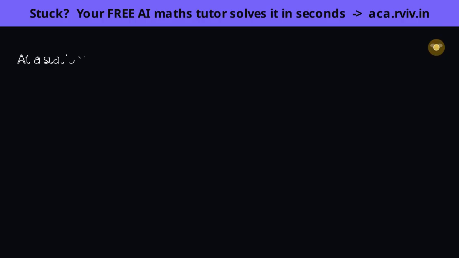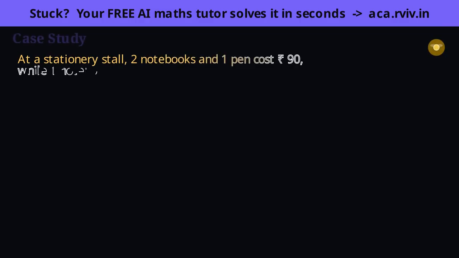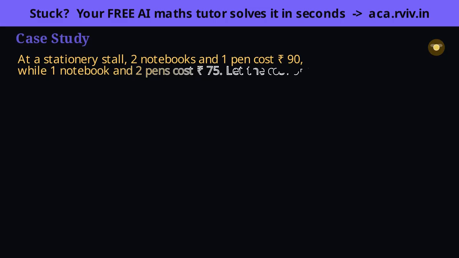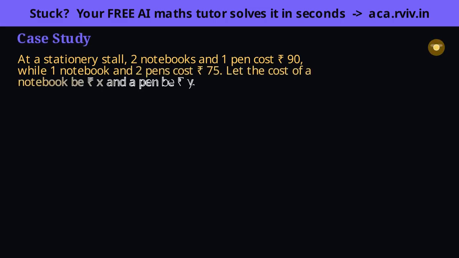This is a case study, one real situation, several linked questions. The shopkeeper's two combos give us two equations, and once we build them, every part flows from that same pair. Let's set them up and work through the questions in order.